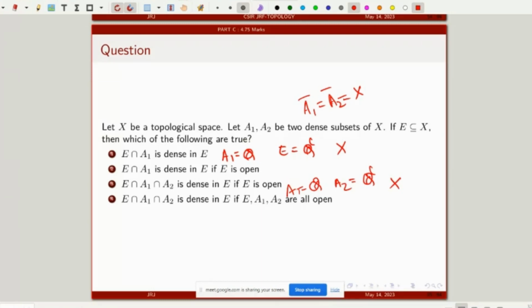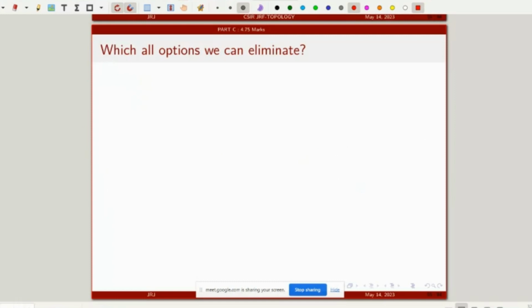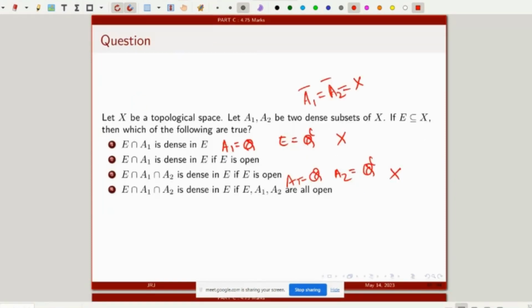Again that will be E intersection A1. I can think of applying the Baire category theorem or something. Do we have to use the Baire category theorem here? No need. Suppose we prove option 2. We don't have completeness actually. We can prove option 4 also, because if E intersection A1 is dense.